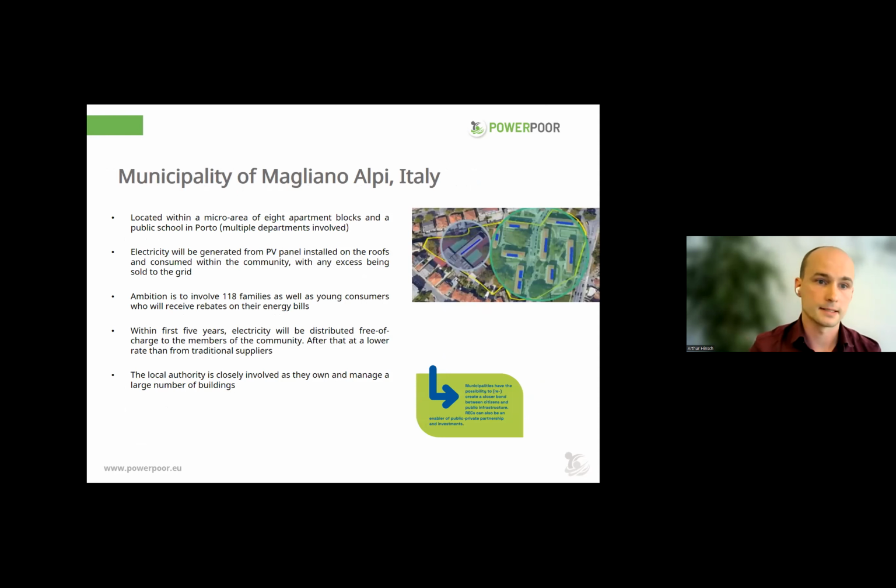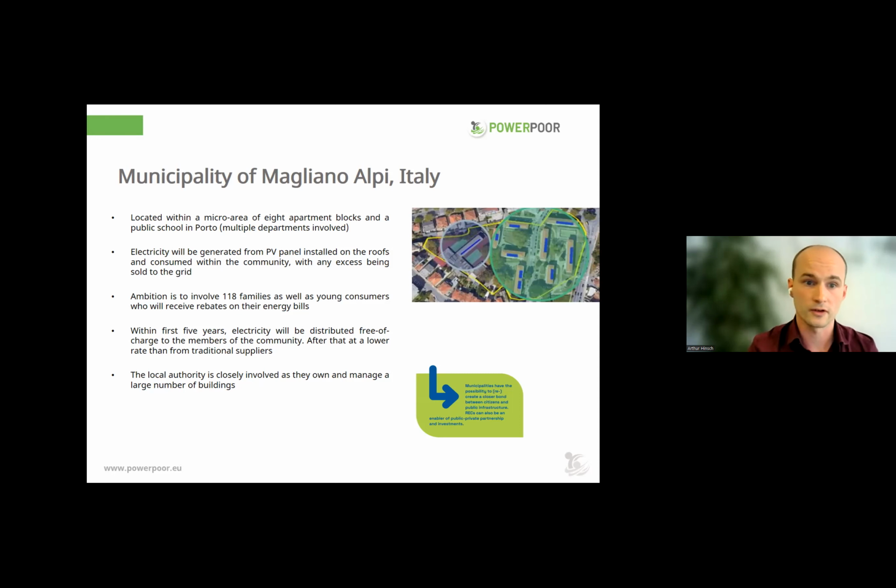So the idea here is that the electricity will be generated from different PV panels that are installed on the roofs and consumed within the community, and any excess will be sold to the grid. So there's certain remuneration here. There's a business model that incentivizes both the sharing of electricity as well as putting the overcapacity, the not used electricity, into the grid and getting a remuneration for that.